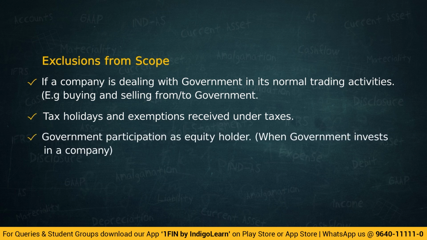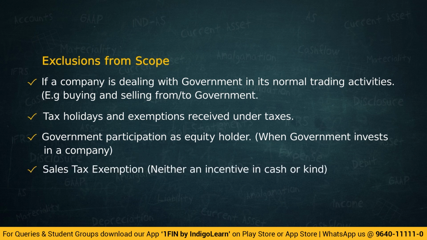Government participation as equity holder. So basically in your company, if government is an equity investor, that is also outside the discussion of this particular accounting standard. Also, sales tax exemption, that is neither an incentive in cash nor an incentive in kind. So sales tax exemption is also not covered by accounting standard 12.